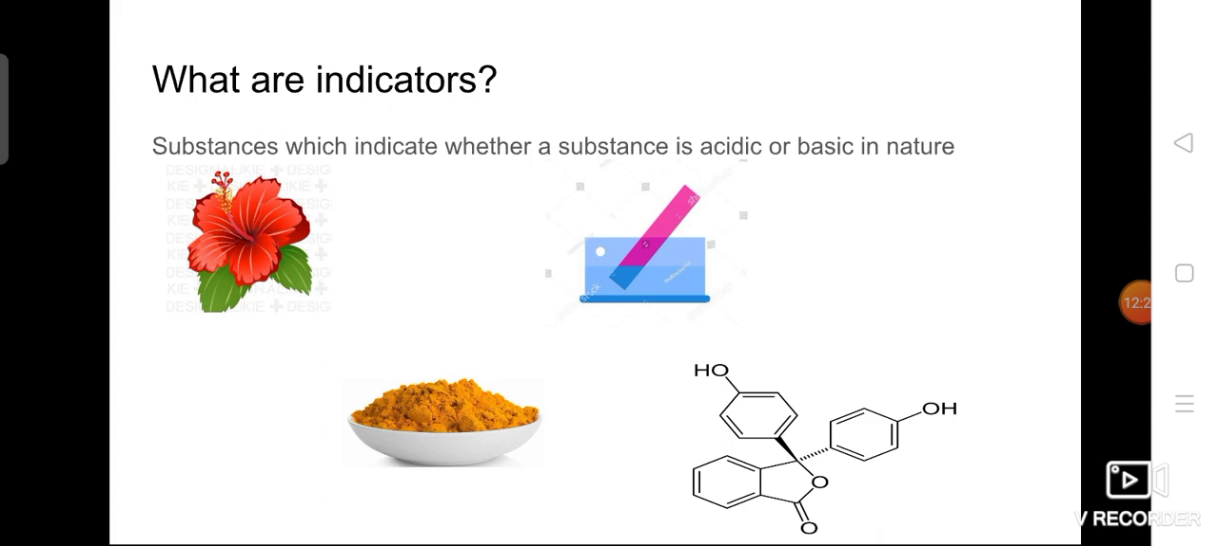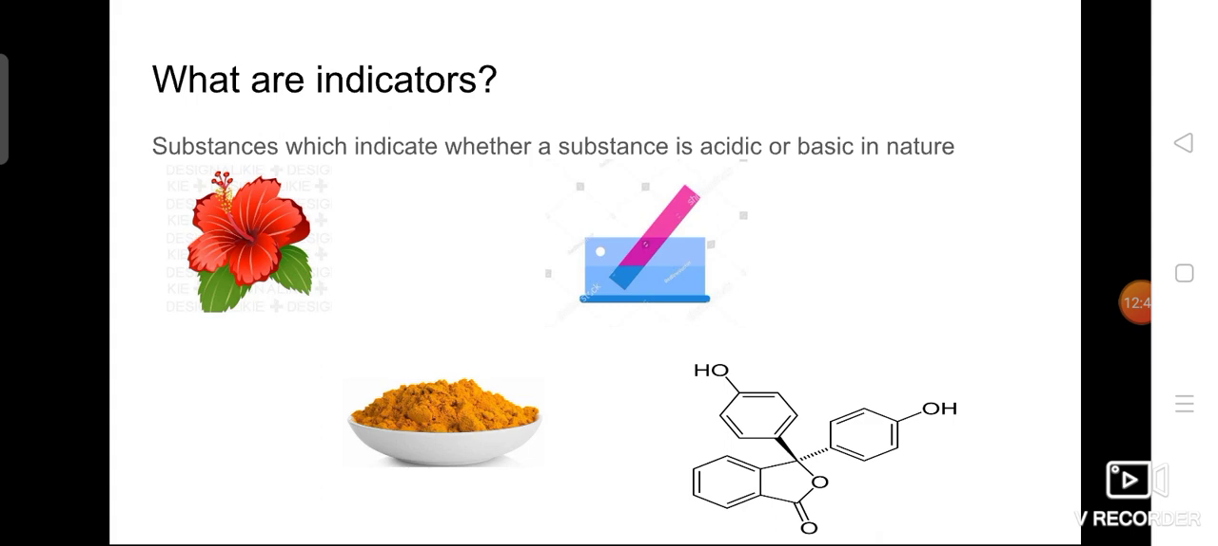Can you understand now? So, the indicator should change color, but the color should be different for acidic and basic. So, the only property we are looking at when we want to find an indicator is the change in color.